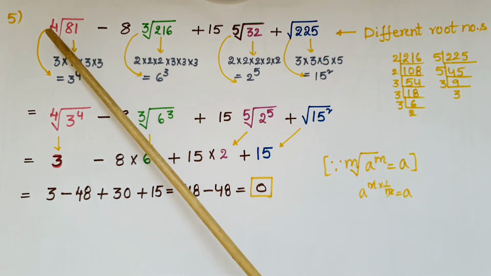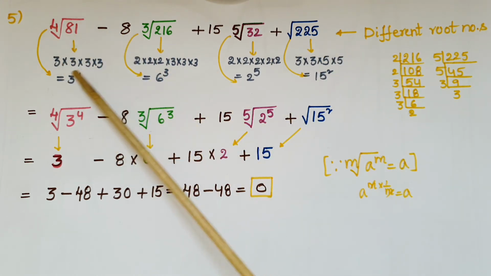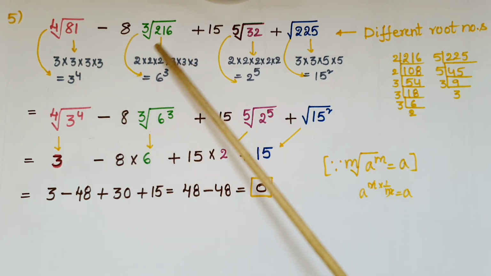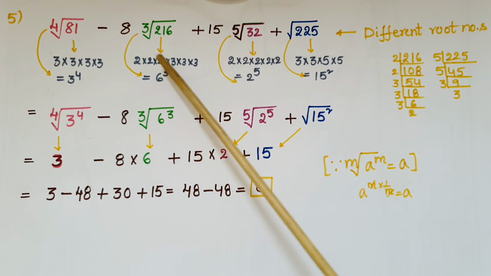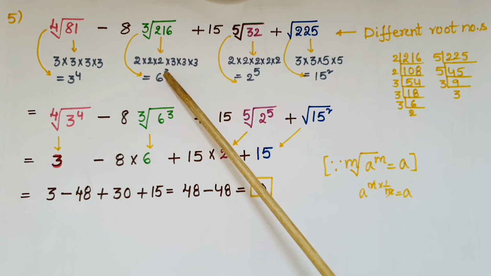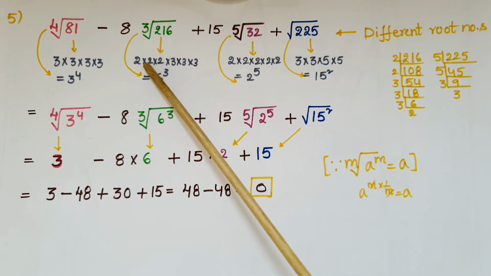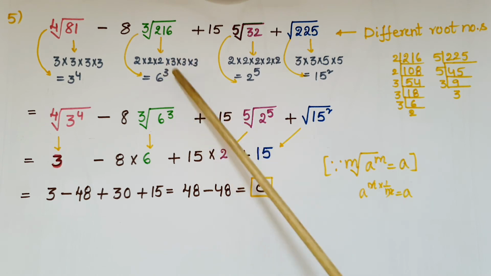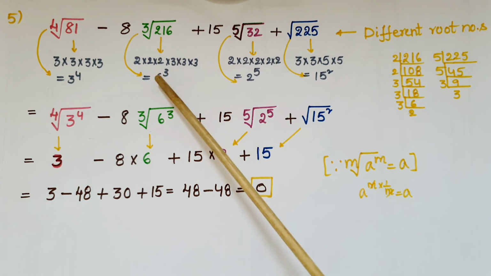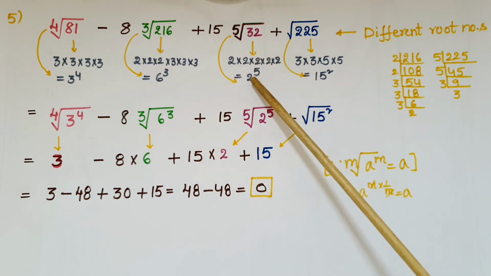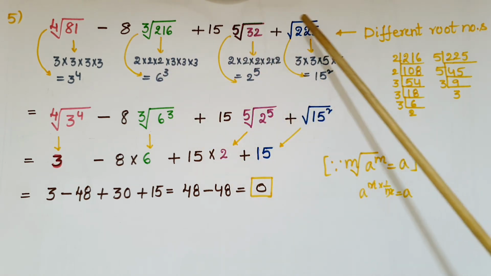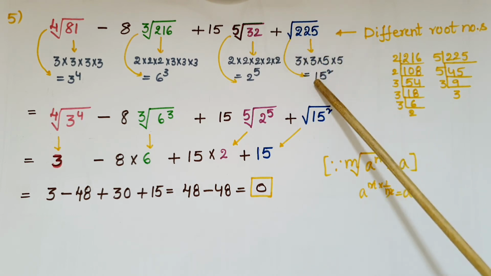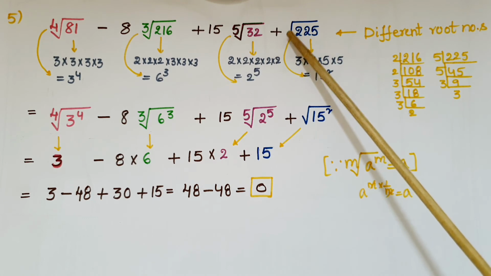So first number is 4th root, so write these prime factors as the power of 4. So this is 3 to the power of 4, and here cube root, so write these prime factors as the power of 3. So we can write 2 cube into 3 cube, that is 2 into 3, 6 cube. So 6 cube we can write these factors as 6 cube, and 32 we can write as 2 to the power of 5, and 225 here square root. So write these factors as 15 square because here there is a square root.